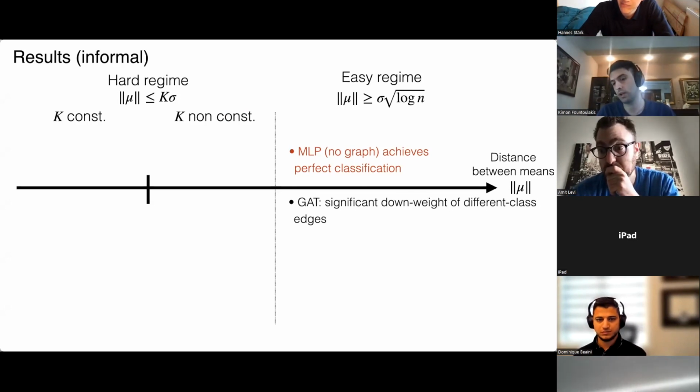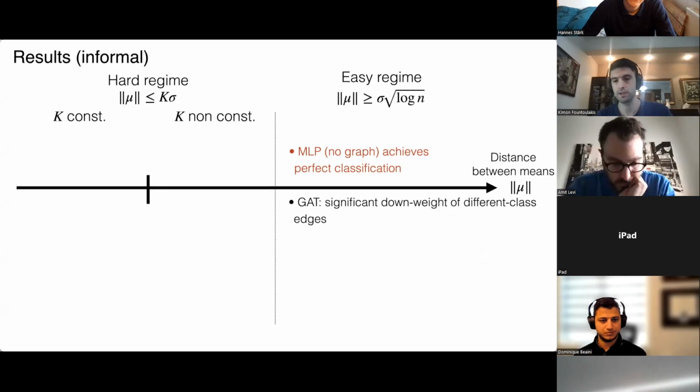So in the easy regime, you don't need the graph at all to perfectly classify the nodes. So how does the GAT perform in the GAT regime? Because in addition to the distance between the means, there is also a Q, right? So GAT is able to, remember those gammas, which are the edge attention weights? Those are for the inter-edges, those are going to be significantly downweighted.